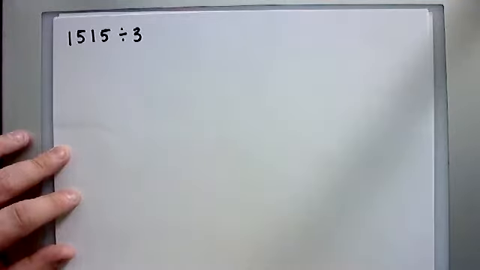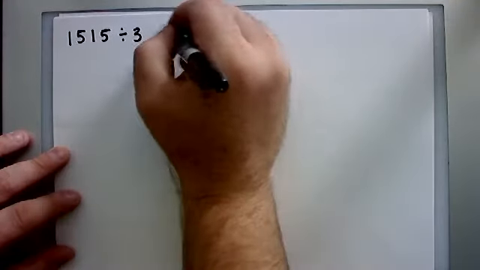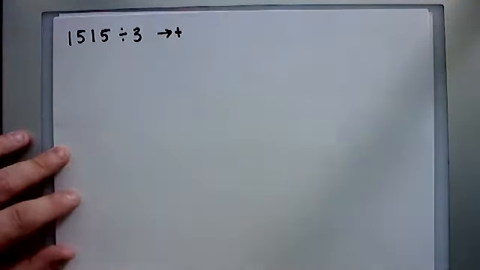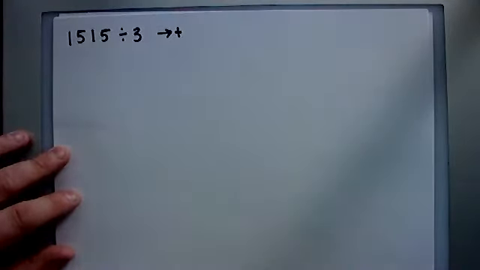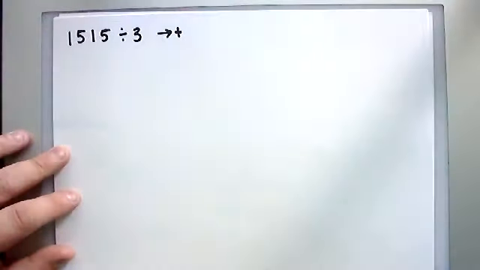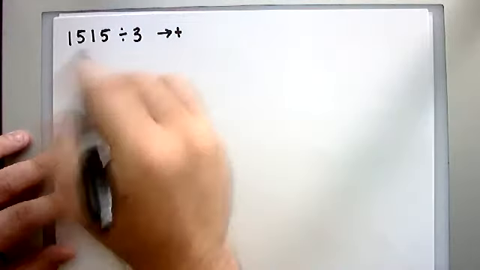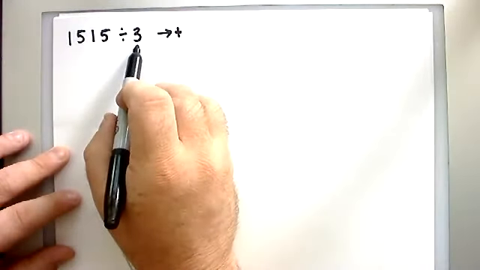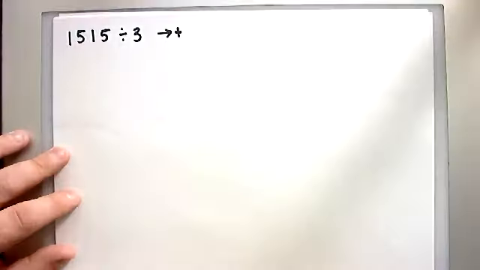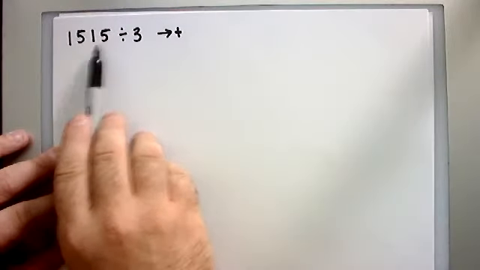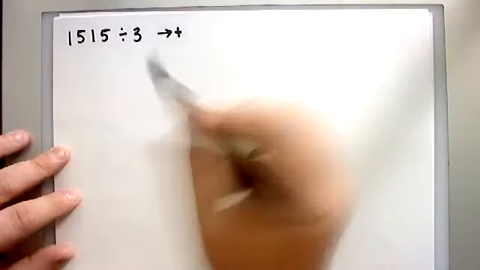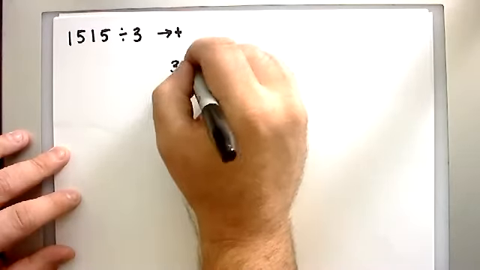We do have to worry about our sign, but in this case, they're both positive. So again, the answer will be positive. First things first, when you're setting up long division, the number you divide by goes outside the box, not the smaller number, the number you divide by. So this is 1,515 divided by 3. So 3 goes outside the box.